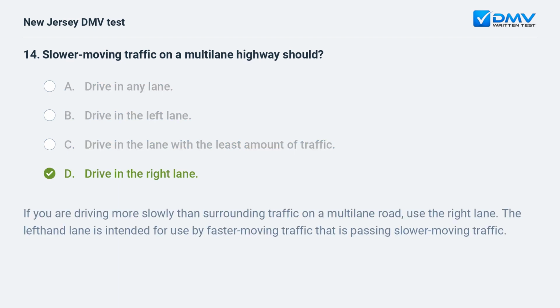D. drive in the right lane. If you are driving more slowly than surrounding traffic on a multi-lane road, use the right lane. The left-hand lane is intended for use by faster-moving traffic that is passing slower-moving traffic.